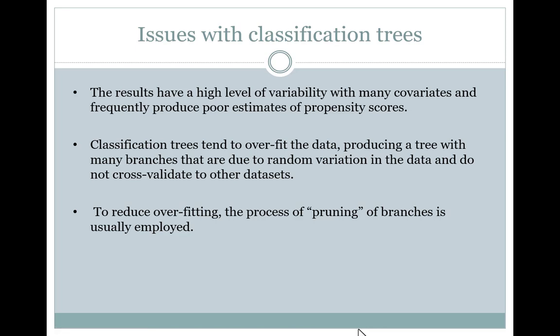Now, the reason we don't use classification trees directly to estimate propensity scores is that it has been shown that they don't work well with many covariates. They overfit the data, and covariates with many categories or continuous covariates tend to dominate. There is pruning that can be done, but it still doesn't work well.